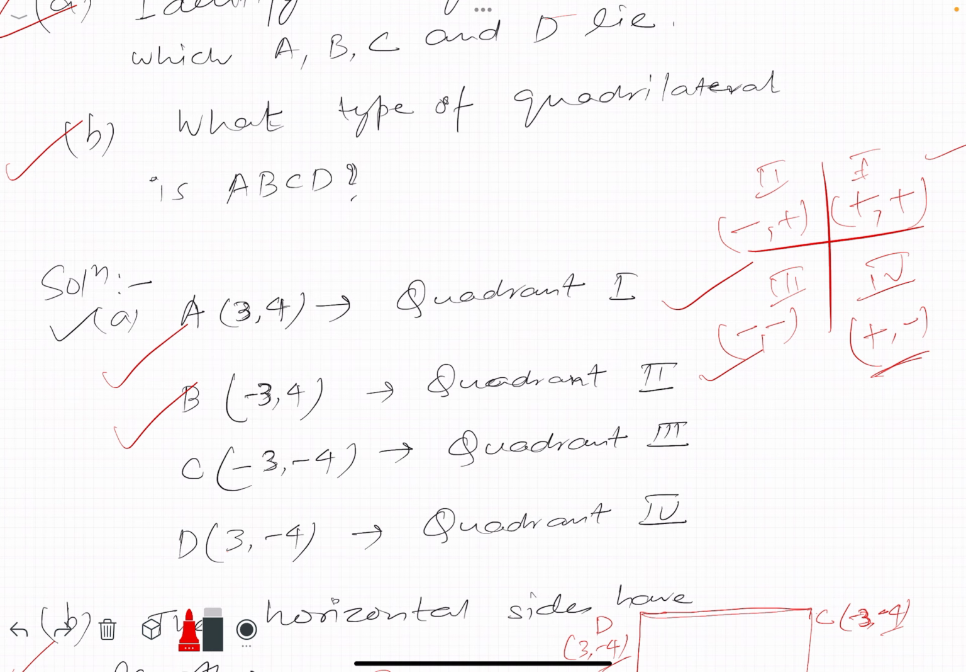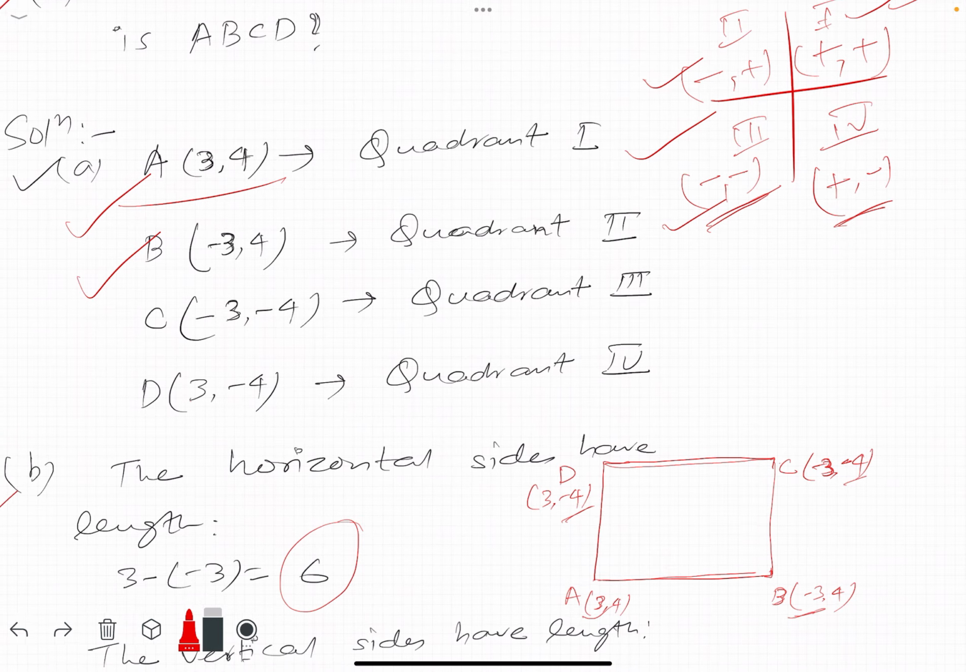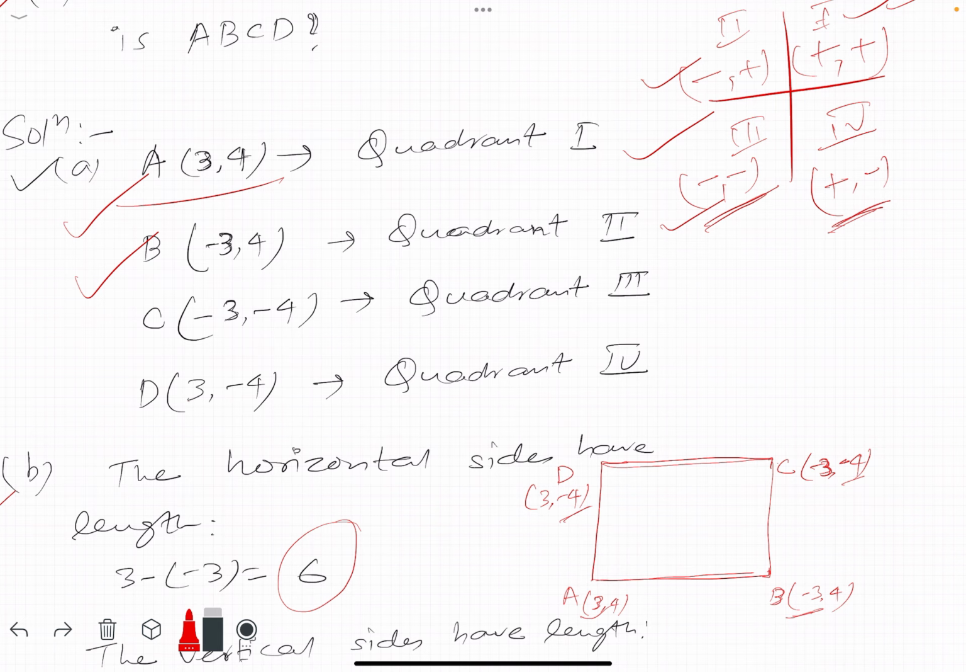So we will see here, point A(3, 4) will lie in quadrant 1. Point B(-3, 4) will lie in quadrant 2. C(-3, -4) will lie in quadrant 3. And D(3, -4) will lie in quadrant 4.